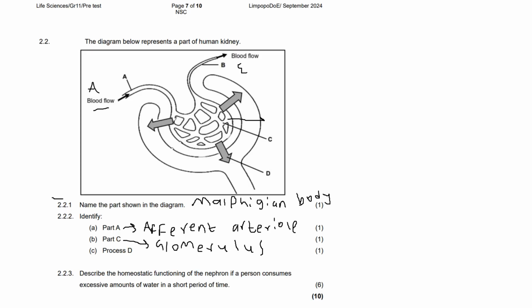And then they're asking for process D. Process D is occurring still inside the Malpighian body. If it was occurring after the Malpighian body, that would be the second process, which is the tubular reabsorption. So they're asking about the process occurring inside our Malpighian body, and the process that occurs in the Malpighian body is glomerular filtration. That's the first step that occurs in the nephron.